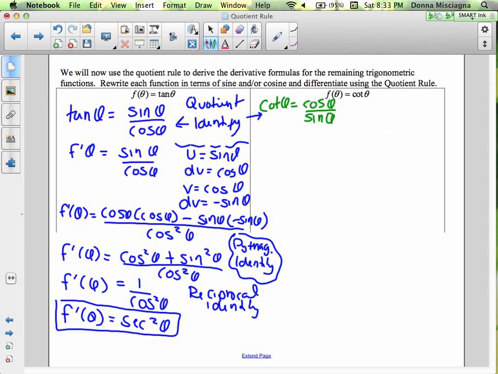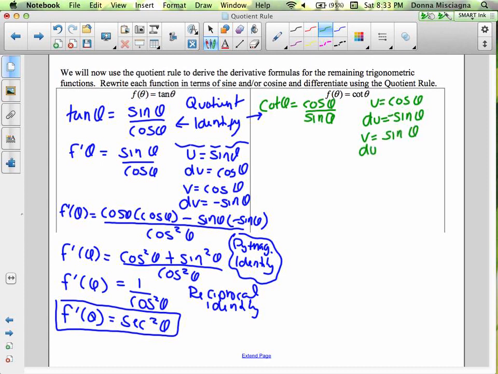All right, so u is cosine theta. Derivative of cosine theta is negative sine theta. The denominator is sine theta. Derivative, oops, that's supposed to be a dv. It looks like a u. Is cosine theta. All right, so I'll write it over here. So f prime of theta is, the denominator, sine theta, times the derivative of the numerator, negative sine theta, and then minus the numerator, cosine theta, times the derivative of the denominator, cosine theta, all divided by the denominator squared, sine squared theta.